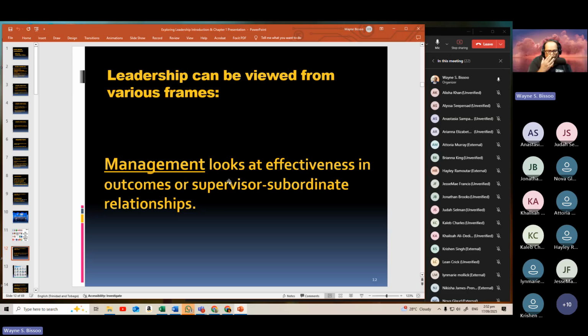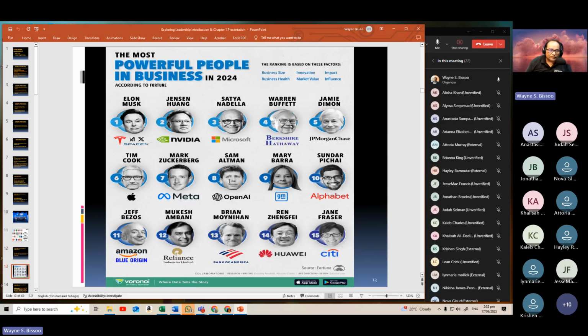Another way in which we look at leadership is leadership seen through management. And when we talk about management, the better leaders are seen as those who make the most amount of money. They make the most money because they achieve the outcomes of the organization via their leadership of subordinate staff around them. So that is a method that we want to look at as well when we think about leadership. This is a list of the most powerful people in 2024.